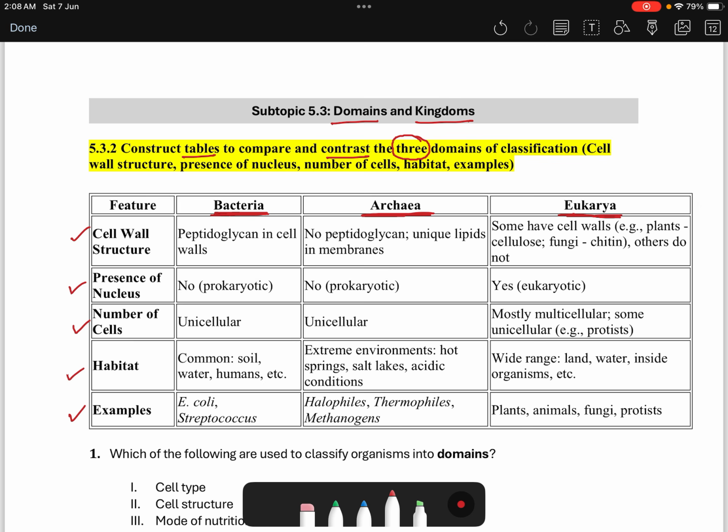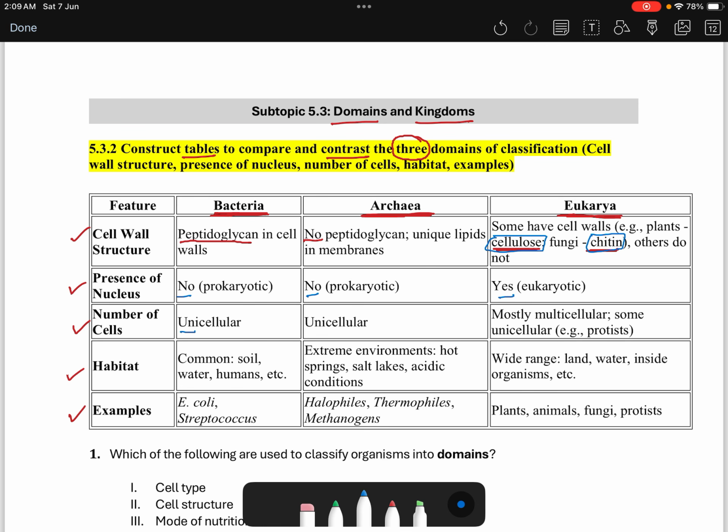The major difference is the cell wall. So if you see peptidoglycan, it means it is bacteria. No peptidoglycan and something unique, it is archaea. No peptidoglycan, but it has cellulose in plants and chitin in fungi. At that time, you will say that this is eukaryotic characteristic. And one more thing, that is the presence of the nucleus. So no, no, and yes.